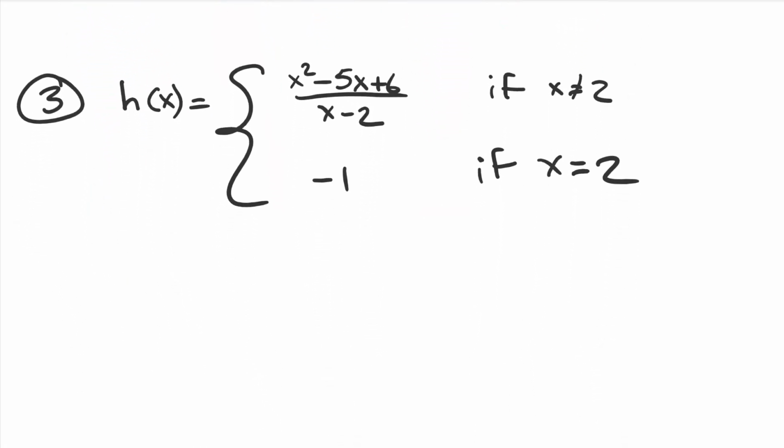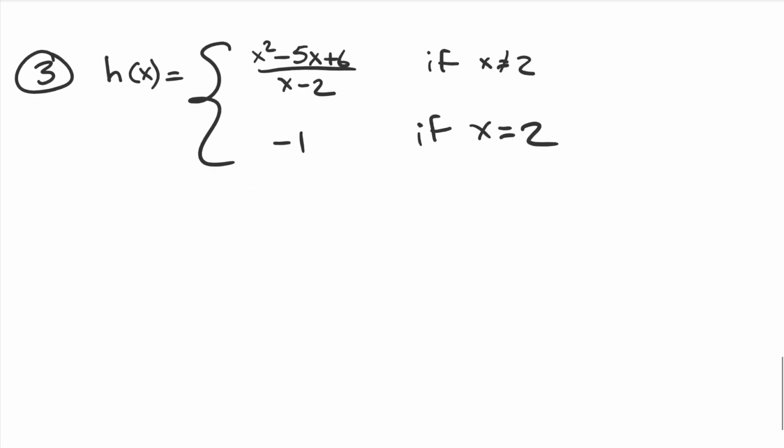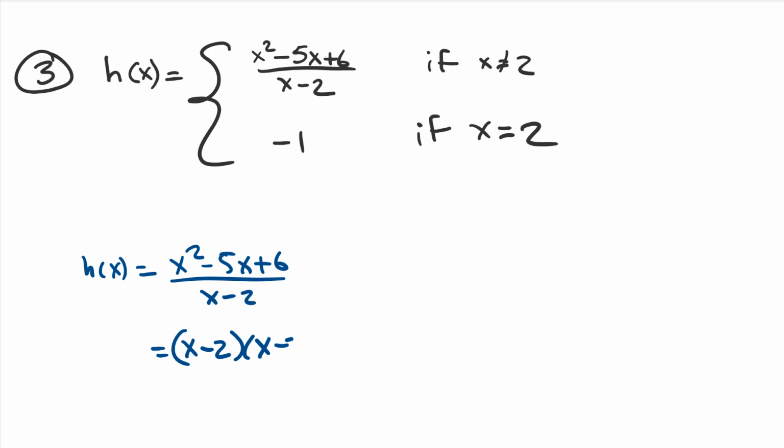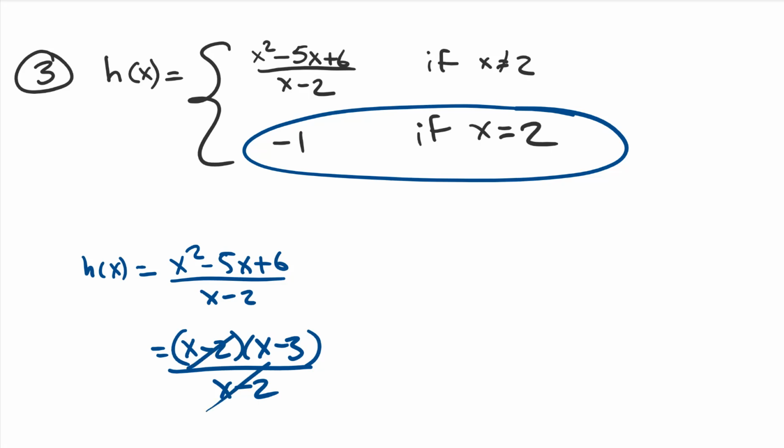What about this one? Uh-oh, another piecewise. You must love the piecewise function. So everywhere it's not 2, we get this function, x squared minus 5x plus 6, all over x minus 2. And when x is equal to 2, our y value is negative 1. H of x is equal to this, x squared minus 5x plus 6 over x minus 2. Didn't we figure this out? Yeah, we did. And we can mess with it knowing that 2 is an issue, but 2's handled somewhere else. So we get rid of it.